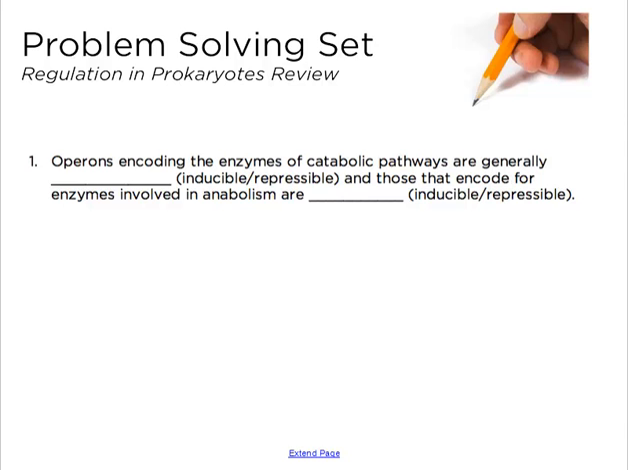Question 1. Operons encoding the enzymes of catabolic pathways are generally blank, and those that encode for enzymes involved in anabolism are blank. So these are some terms that you may need to know. Catabolic pathway is one which is involved in breakdown. So, for example, the lac operon, because that breaks down lactose into its subunits.